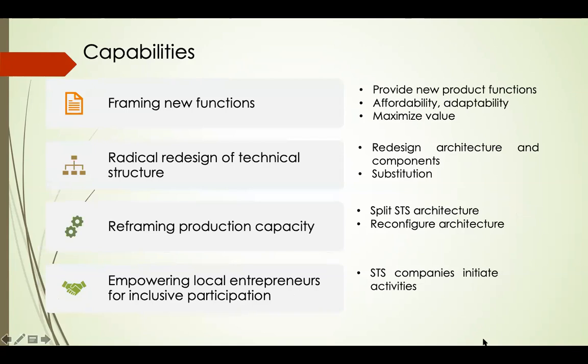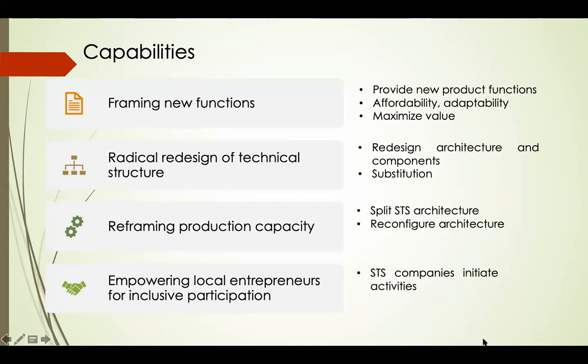So for capabilities, you can see that we are revisiting some of the same activities that were in strategy. But this time we will focus more on what needs to be done to execute the business strategy. So in framing new functions, it is important how a new product is designed for affordability and adaptability. They also need to meet the specific requirements of customers. So for example, solar thermal systems will provide an alternative to people in rural areas, so they don't have to rely on gas and electricity.